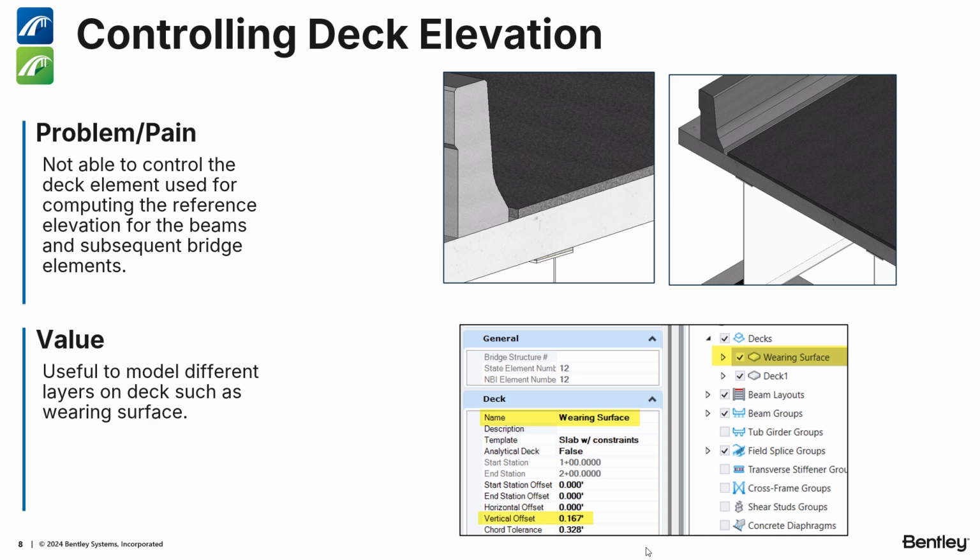Another feature is the controlling deck elevation. Before, the controlling deck was used to place the beams. Now, as users may want to model, for example, the wearing surface and then the actual deck, there was no option to decide which one is the controlling one in order to place the beams and calculate the haunch. So now they will be able to do it.